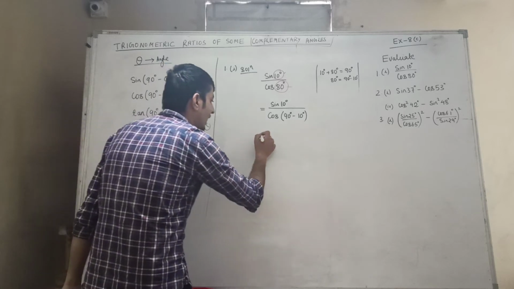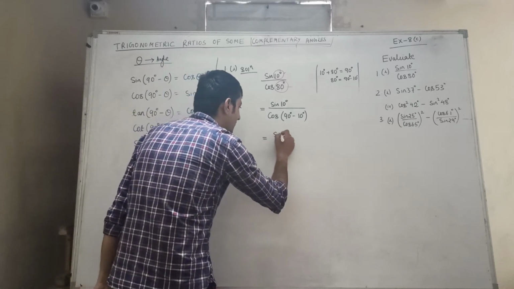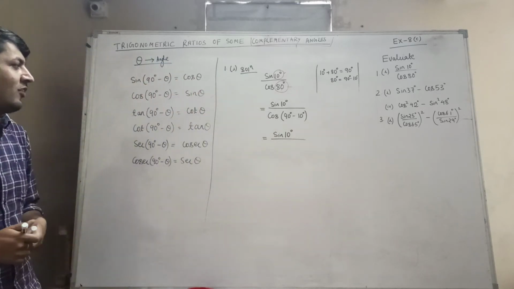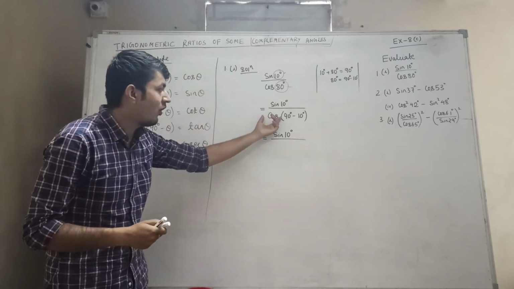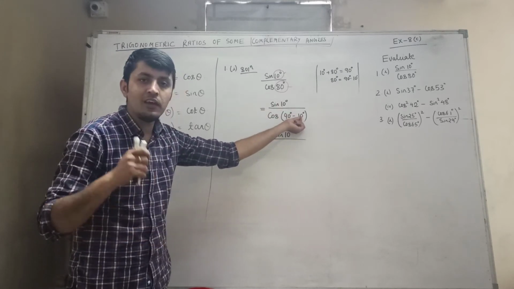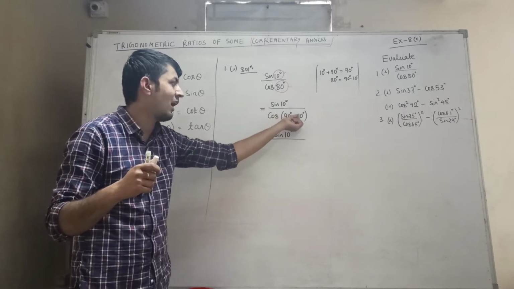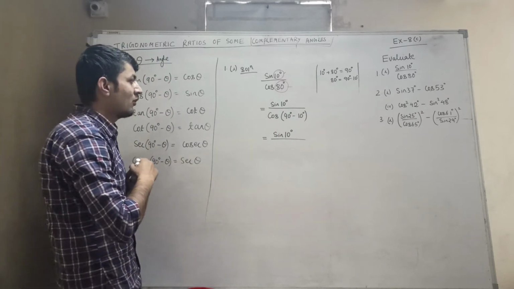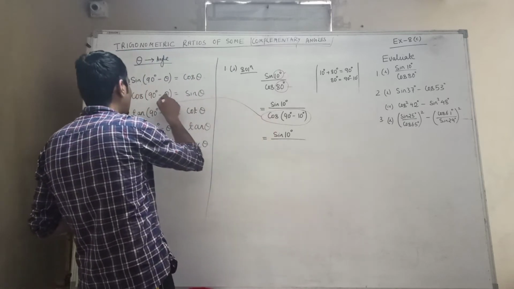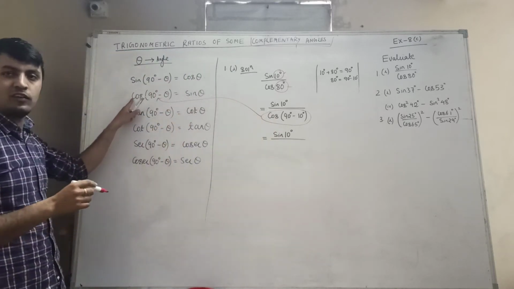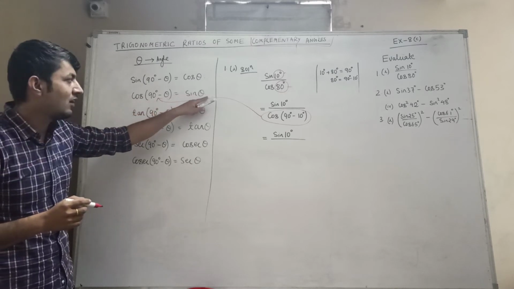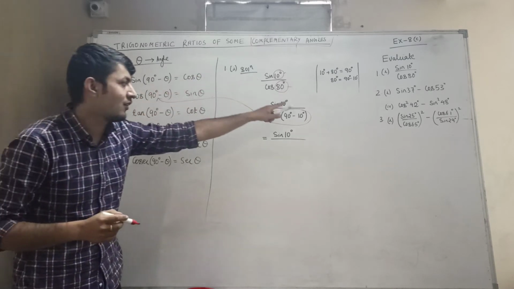Now, let's see the next line. What is going to happen? Sine 10 degree divided by how much? It is cos of 90 minus 10. So suppose you take 10 degree as your theta. So it becomes 90 minus theta. So this is cos of 90 degree minus theta. What is cos 90 degree minus theta? It is sine theta.